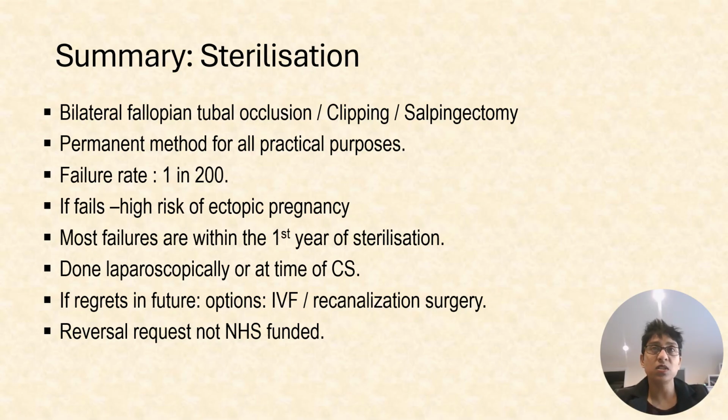Summarize. So this is what we do in the end. These are the points that we go through, and it has become a kind of reflex to all the practicing gynecologists in the UK. So we say that we clip both the tubes. There's an option to get them removed. It's a permanent method of contraception.